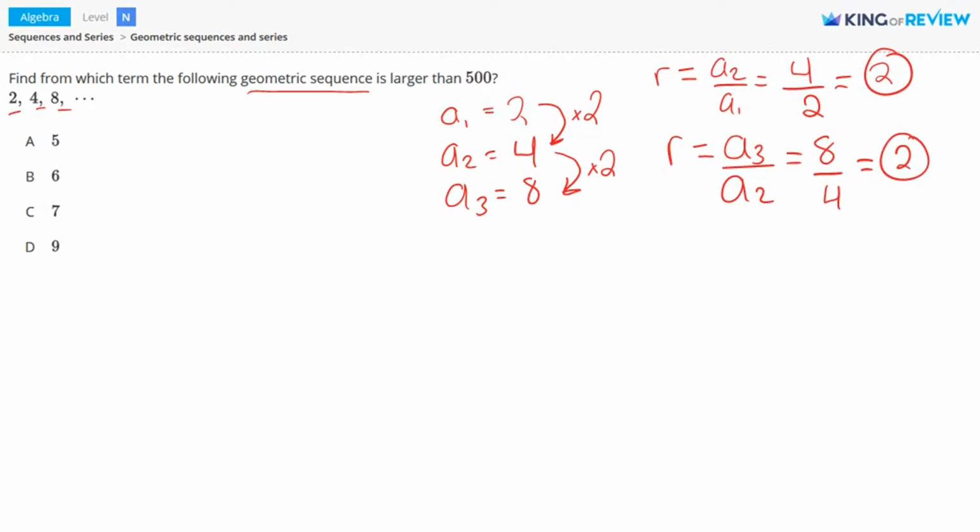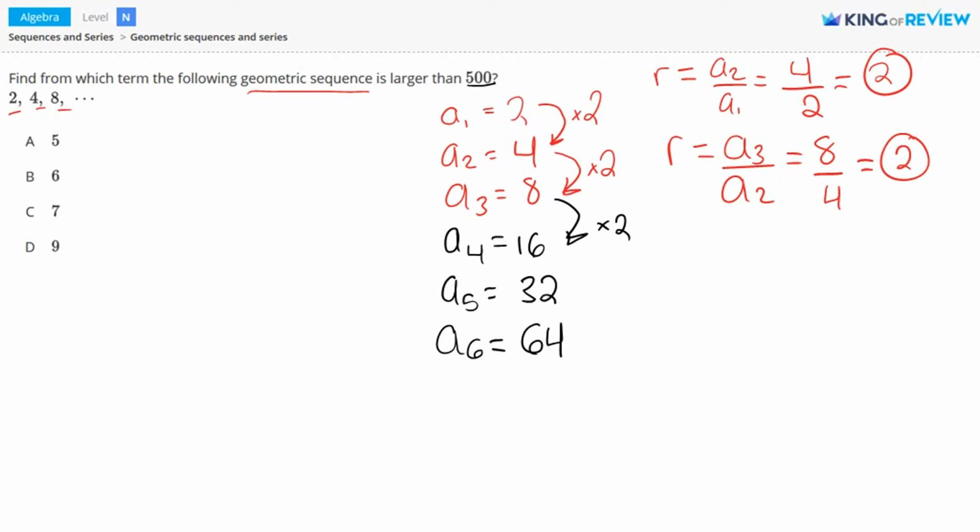So let's determine the next terms and see at which point we find one that's larger than 500. For A4, the fourth term, we'll multiply 8 by 2 and get 16. A5 is going to be 16 times 2, which is 32. A6 will be 32 times 2, which is 64.